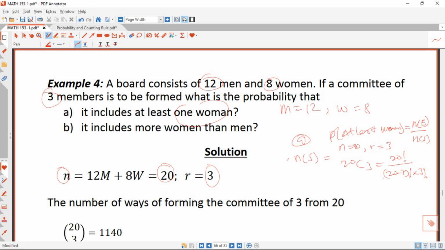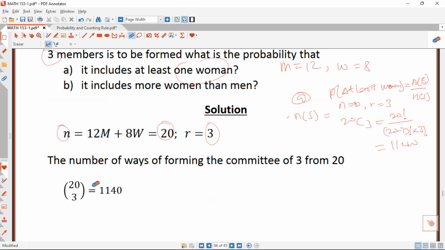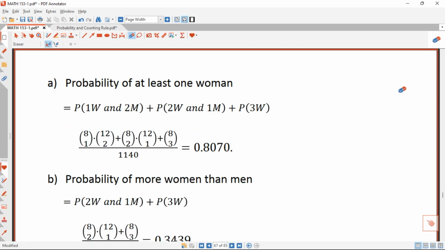Right, and then if you do the factorial and the division very well, we are going to get our final answer as 1140. Right, 1140. So when we come here, that is the number of ways of forming a committee of 3 from 20. So that will be our number of sample space. Right, so we have to also get the number of events. The number of sample space has been calculated, right?